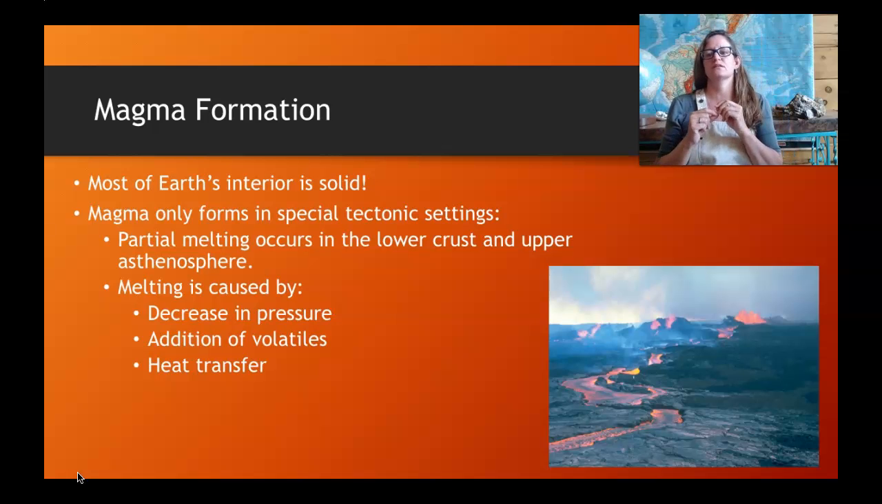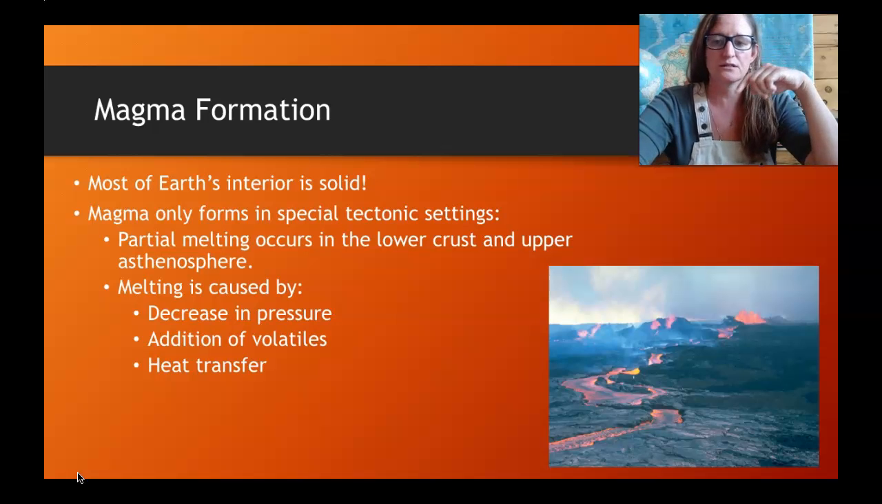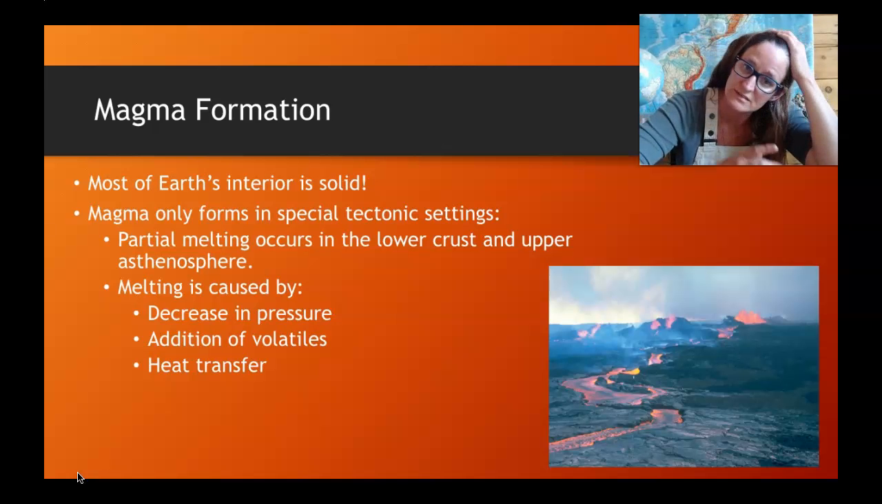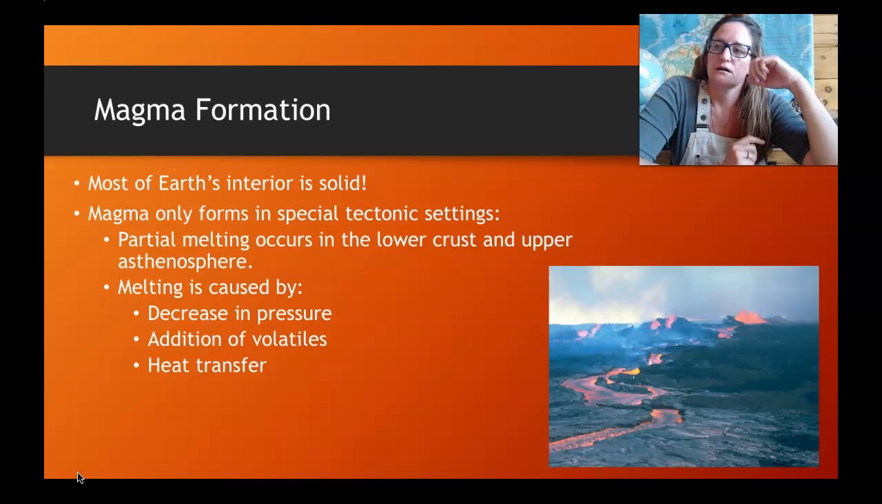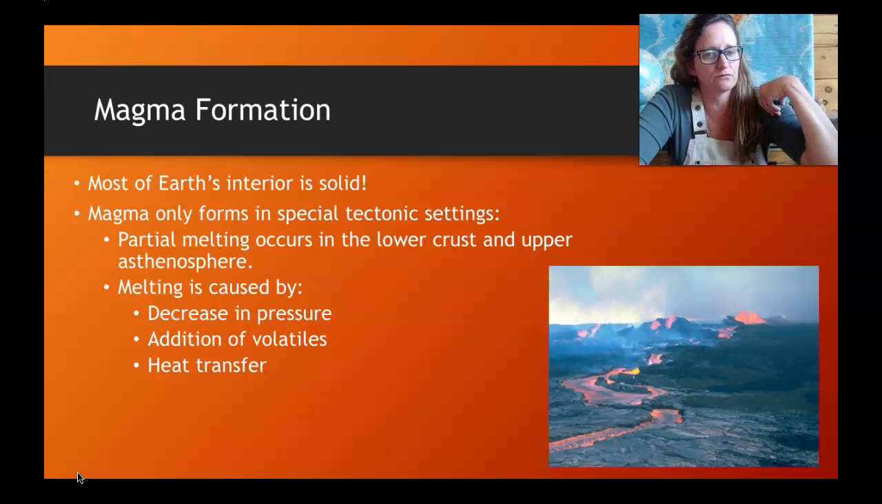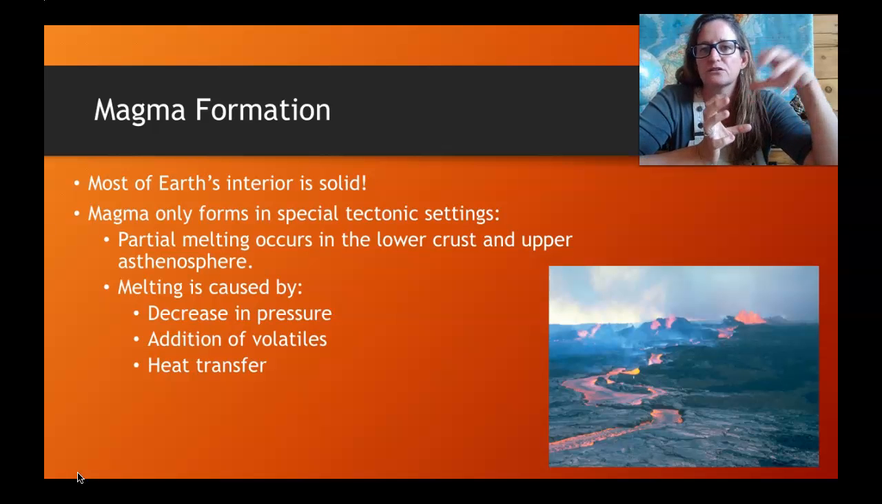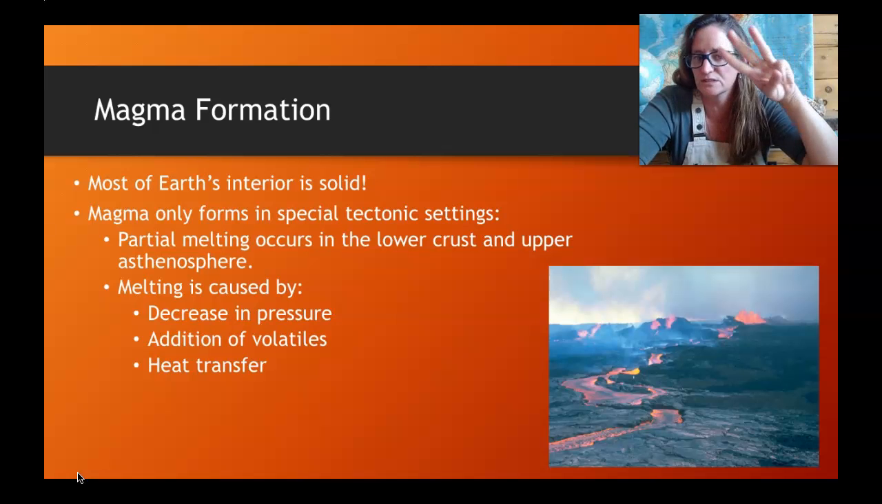There's partial melting that can occur in the lower crust and in the upper asthenosphere, that upper mantle, just at the base of the crust. It's going to happen where there is a decrease in pressure. That decrease in pressure promotes melting, or maybe an addition of volatiles in another plate tectonic setting, or there could be heat transferred from one hot body to another that produces melt. So three special cases where we can get magma.